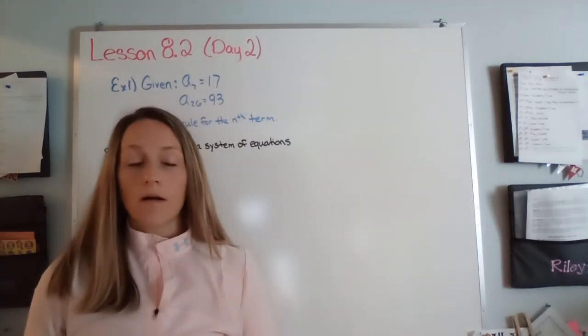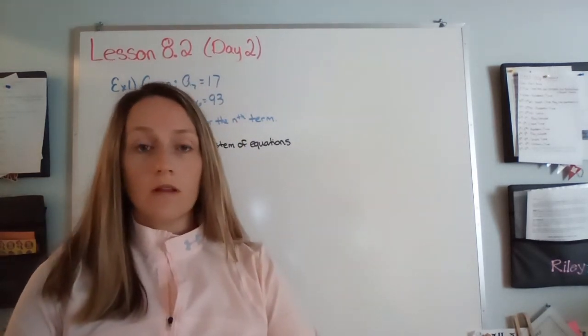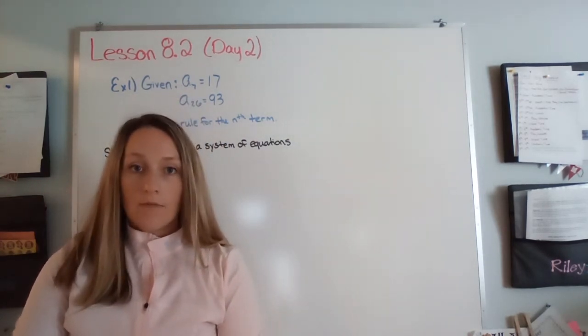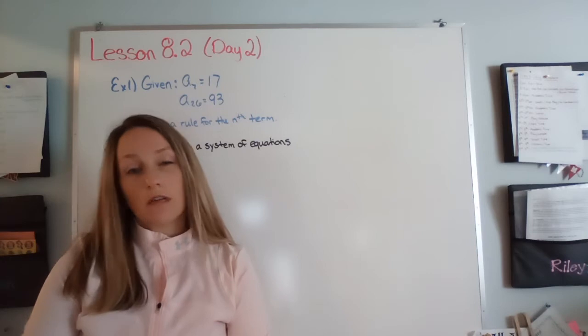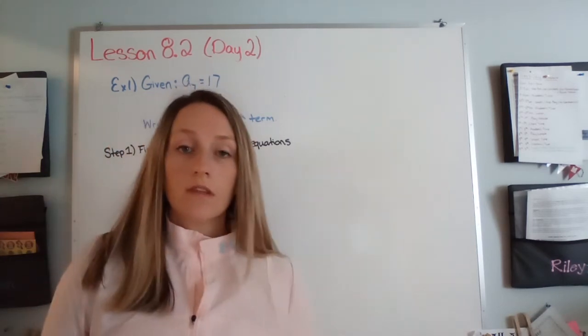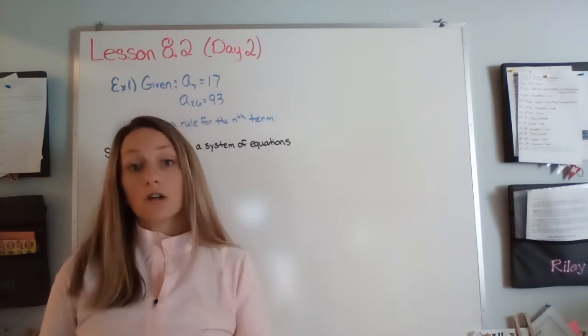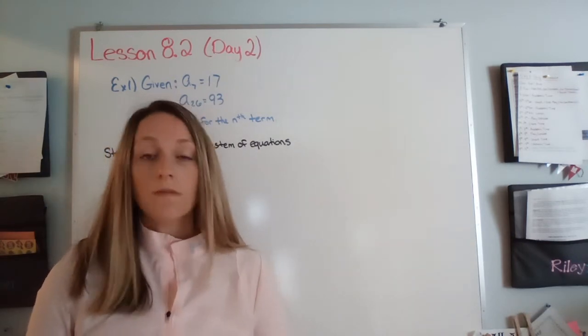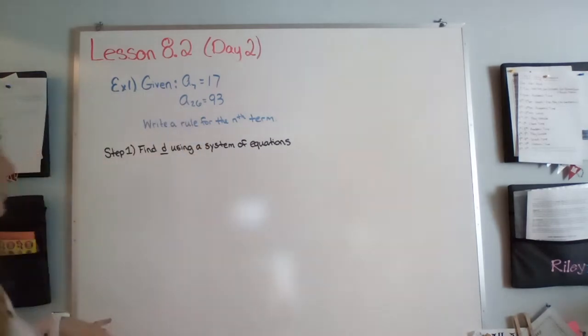On day 1 of lesson 8.2, we looked at how to write arithmetic rules. We looked at an example where you're given the first term and you could easily identify the common difference. Then we looked at an example where you're given the common difference and one of the terms of the sequence, and we had to figure out the first term and then write the rule. So today's example, we're going to be given 2 terms of the sequence.